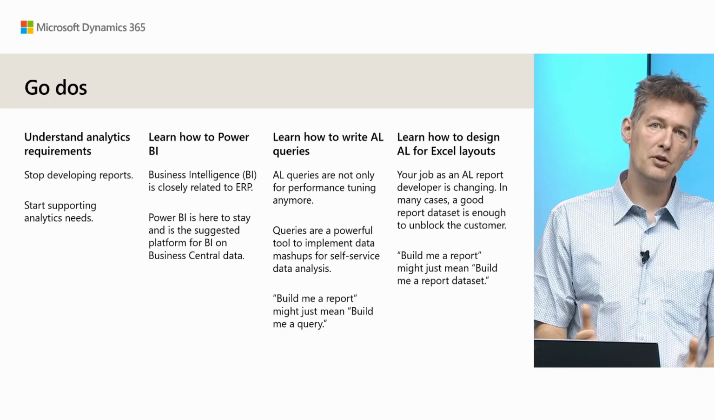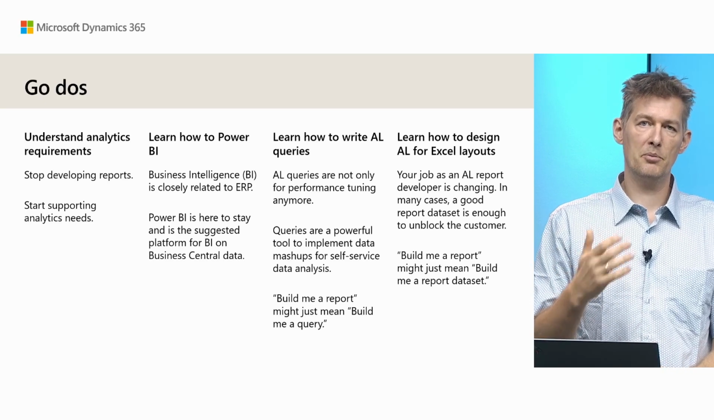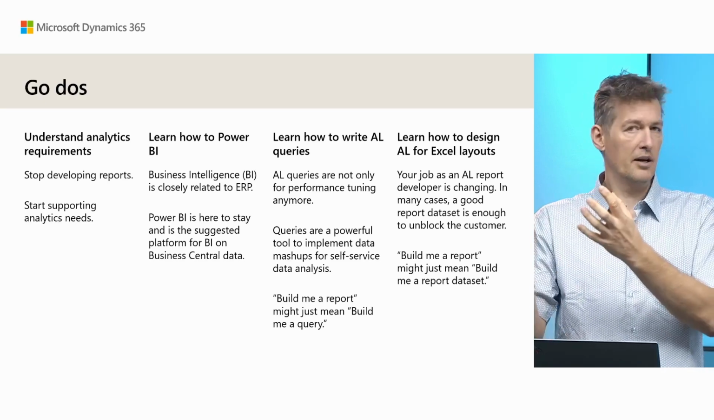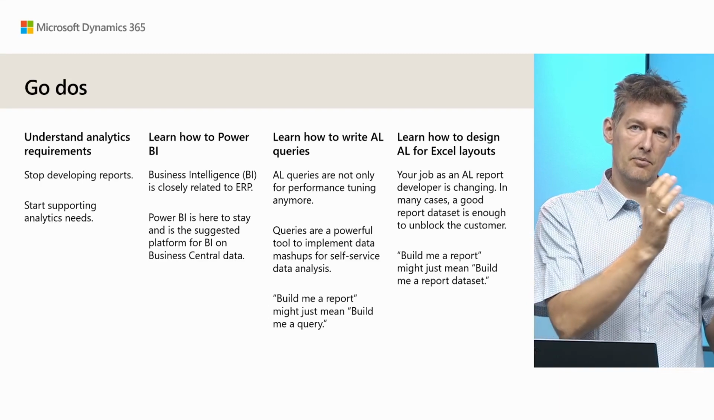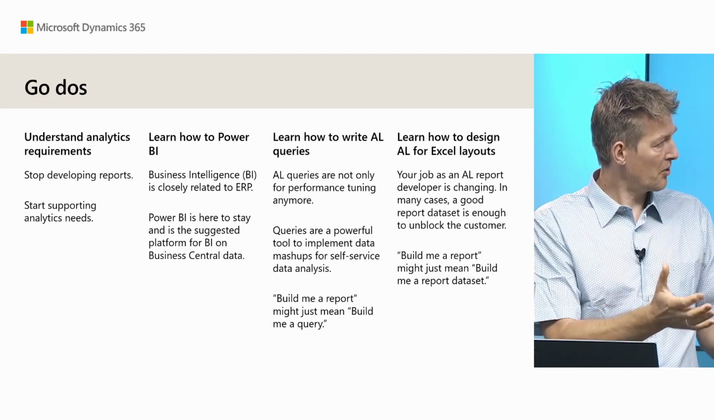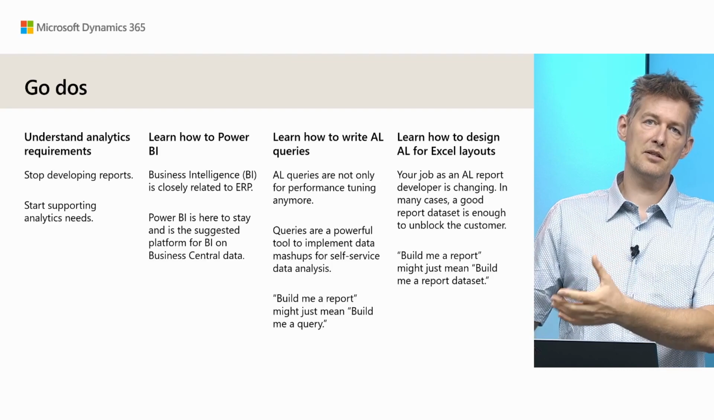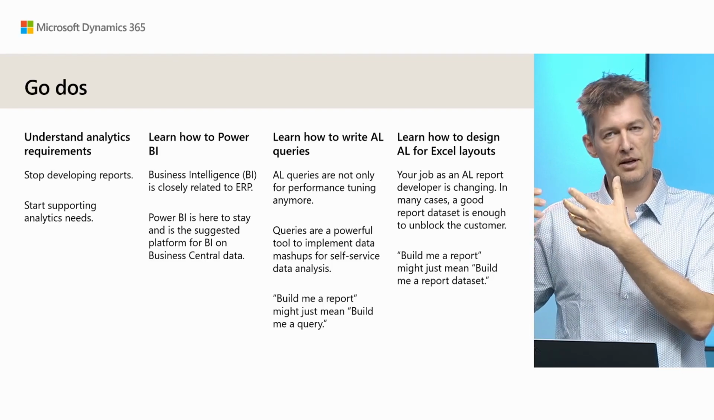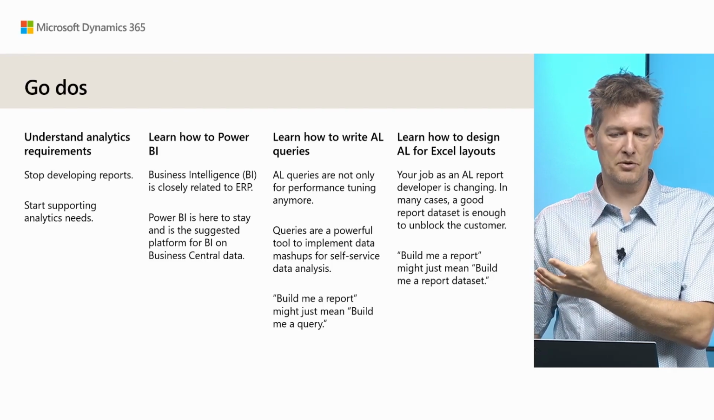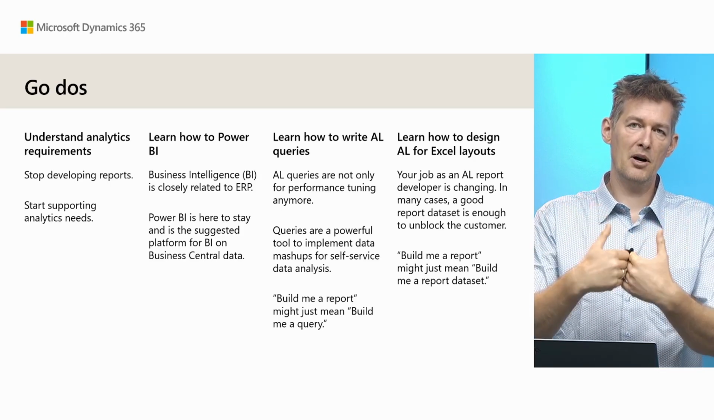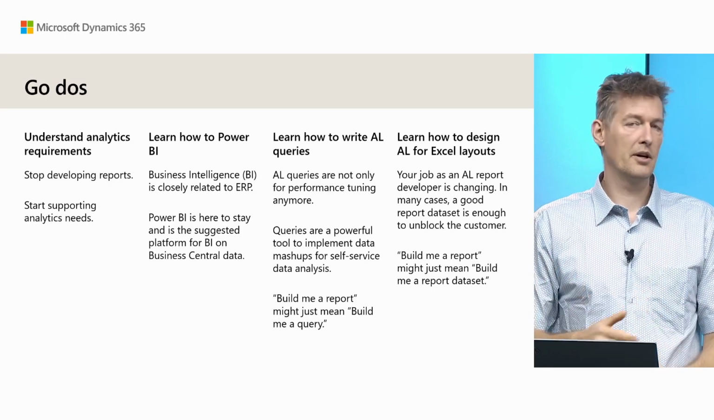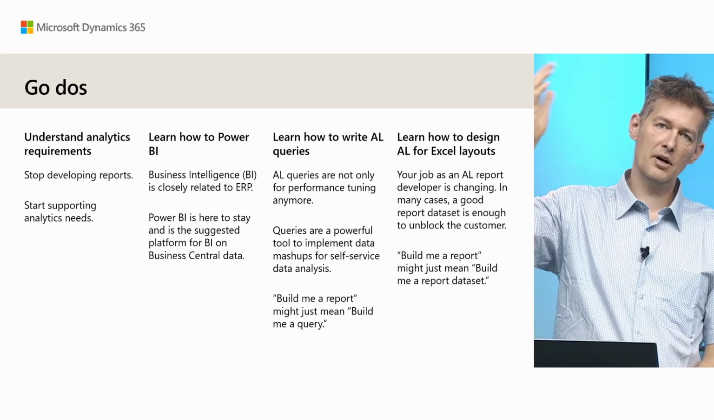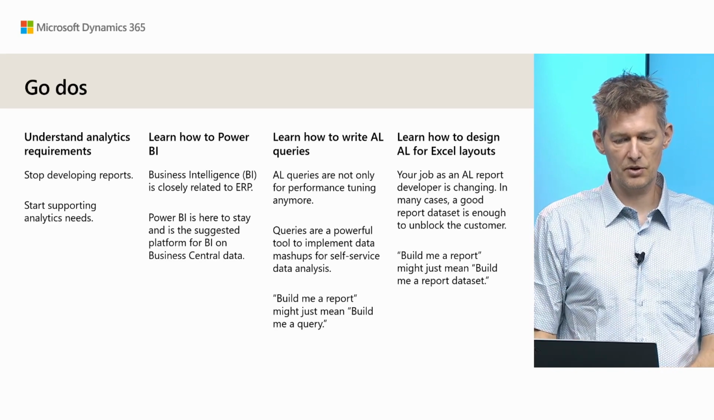You probably should start to learn a little bit about Power BI. BI, business intelligence, and ERP are closely related. ERP is about business processes. Business intelligence is about reporting and getting insights into business processes. They go together, and Power BI is here to stay and is going to be the tool of choice, especially for KPIs on Business Central data.